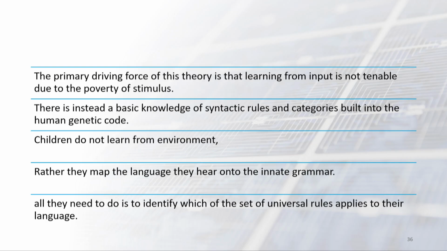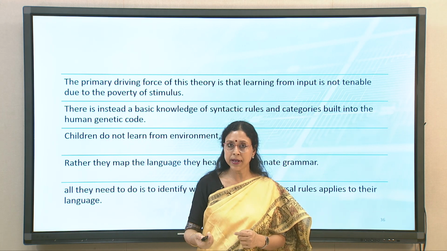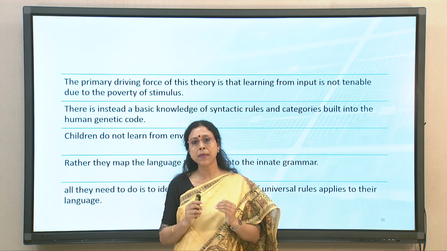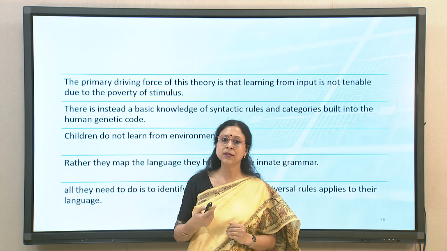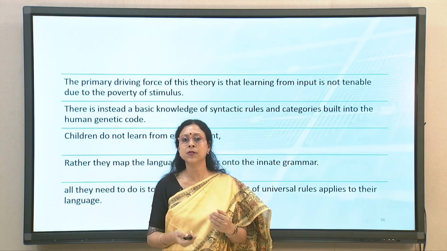So, what is the role of the environment then? Children map the language they hear onto the innate grammar. There is already a grammar that you are born with, and then in the environment the ambient language provides you some sort of input. Children map one onto another, so that they identify which set of rules they need to apply.